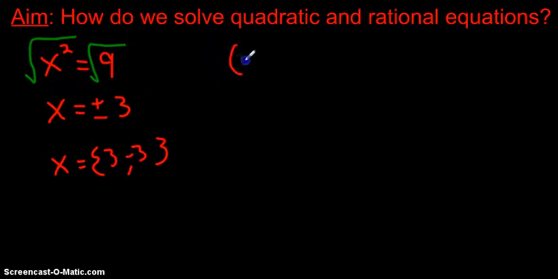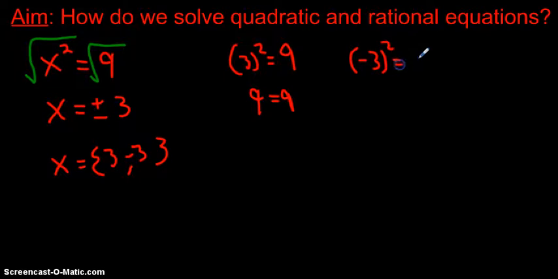If we substitute 3 into the equation, 3 squared is 9. So 9 is equal to 9, and that checks out. If we substitute in negative 3, negative 3 times negative 3 is 9, so 9 equals 9. Okay? The other method is easier, and we'll take a look at it in a minute, and then we'll come back here. Alright, so I'm going to set this up to be solved again in a minute.